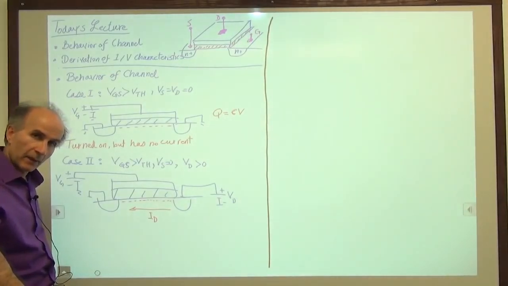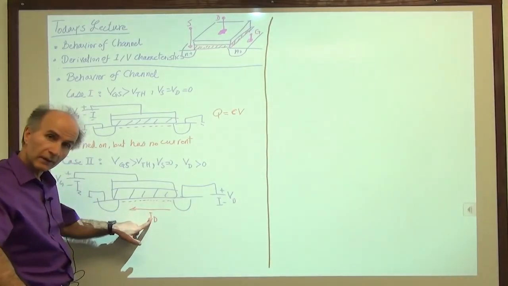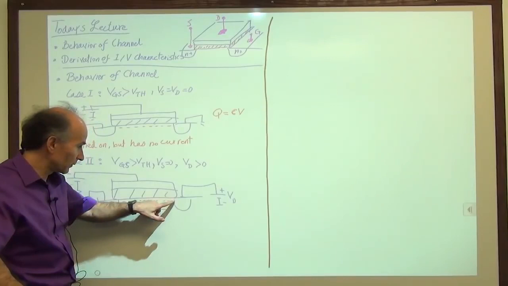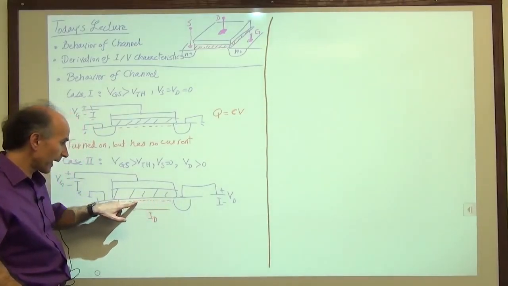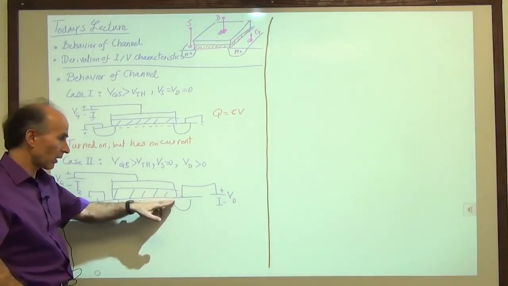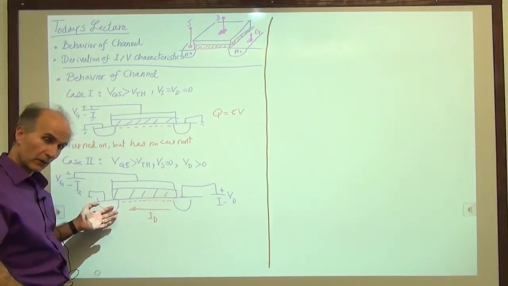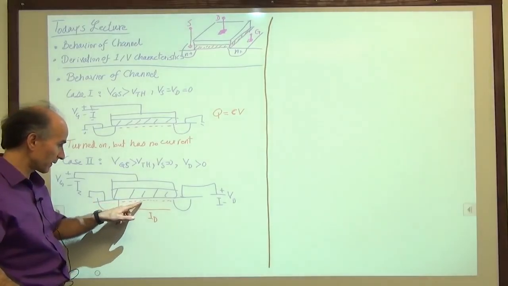But now let's think about this a little more carefully. We have a current flowing through a resistive path. Okay, this is a resistive path. This is a long resistive path, and a current is flowing through it. So you can think of this as many little resistors in series, right?